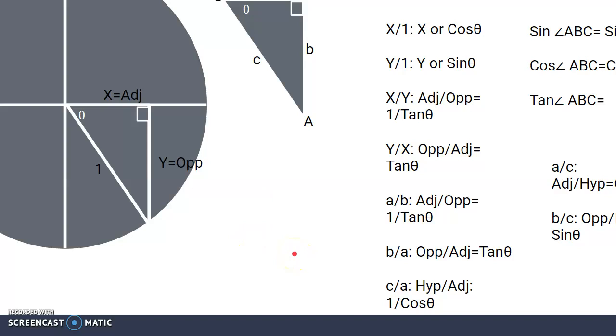And that will be it for finding trig ratios and trig functions.